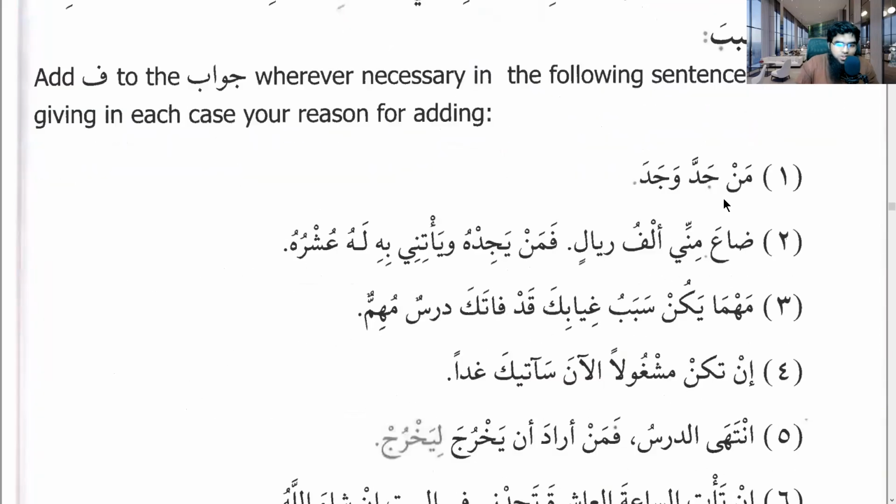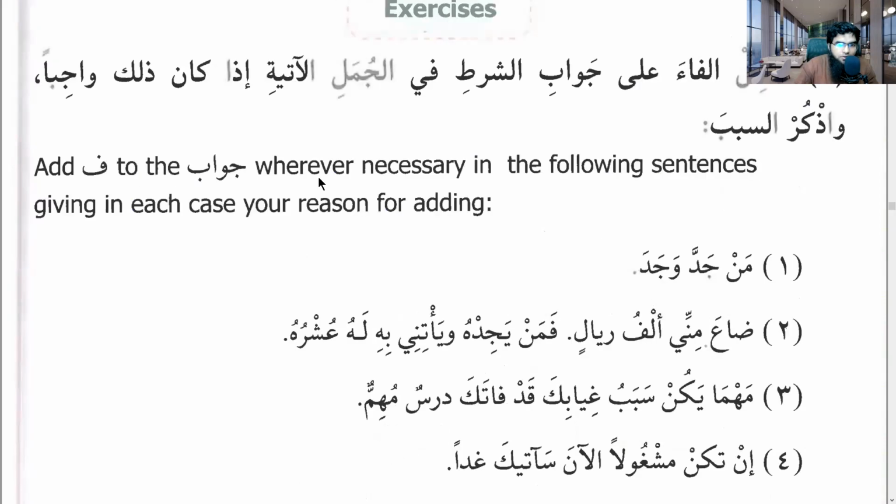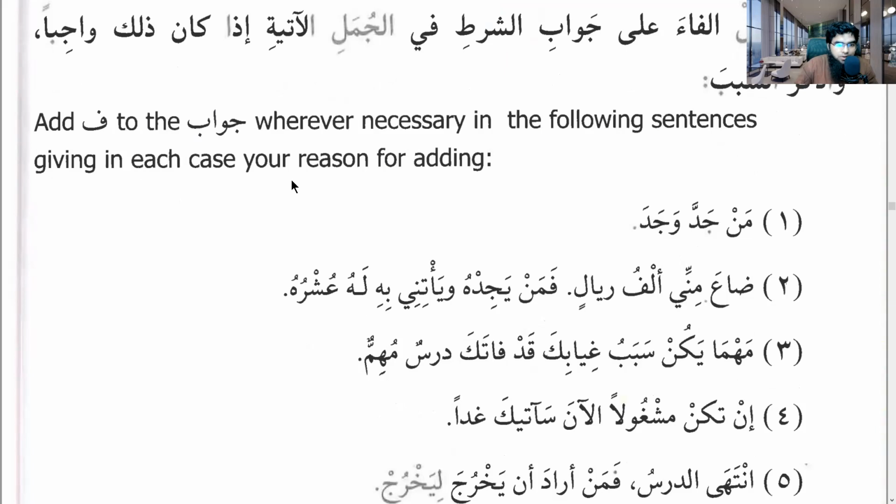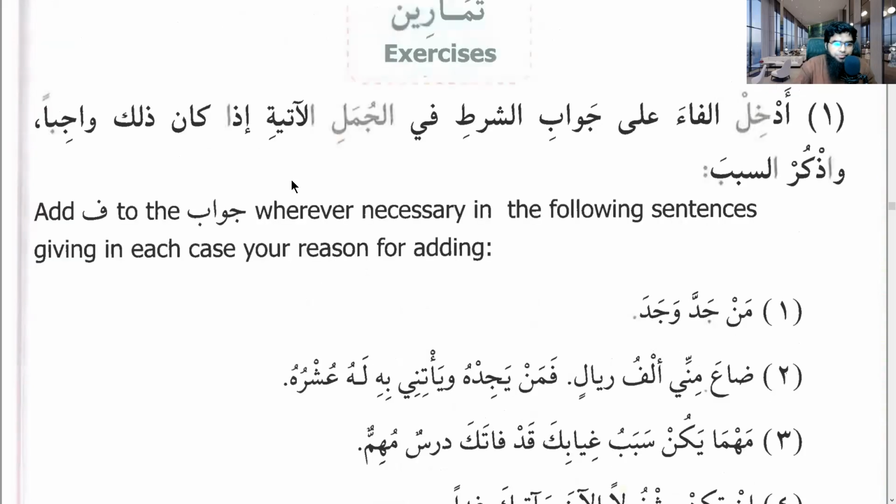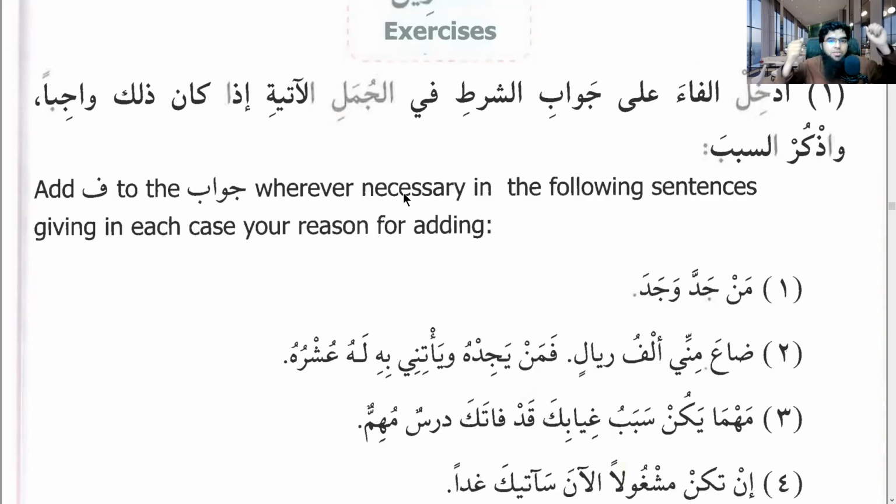First one, man jadda. What it says: add fa to the jawab whenever necessary in the following sentences. Give your reasoning in each case for adding. Add fa to any and give a reason for each of them. Remember, if you don't remember the 9 places, remember that if you use direct madi or direct mudare, don't use fa. Everything else, put fa freely.